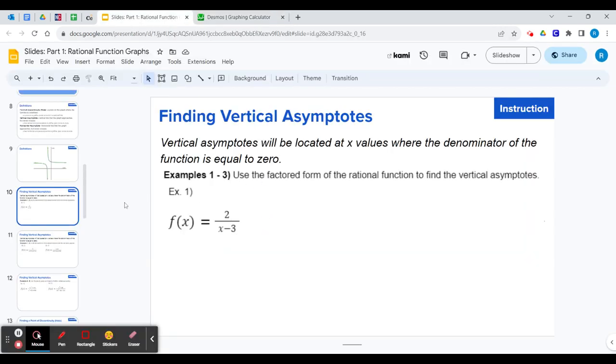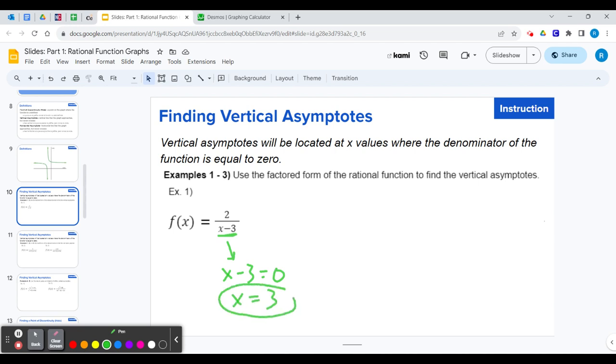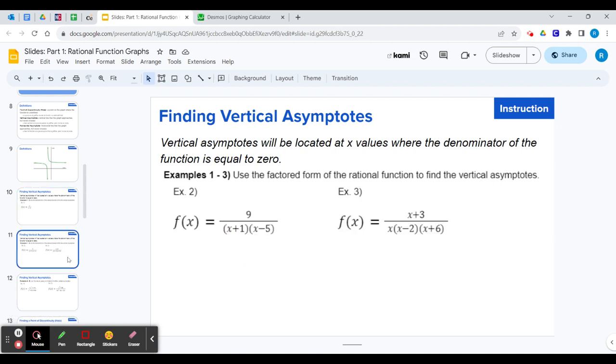We can simply see this in the equation, very similar to our polynomials, by noticing that we have this factor in our denominator. If I set x minus 3 equal to 0 and find the zero, I know I'm going to have an asymptote at x equals 3. Let's try this with two other equations here.